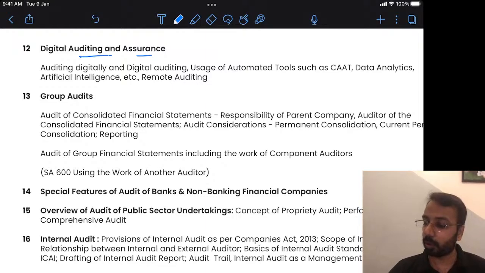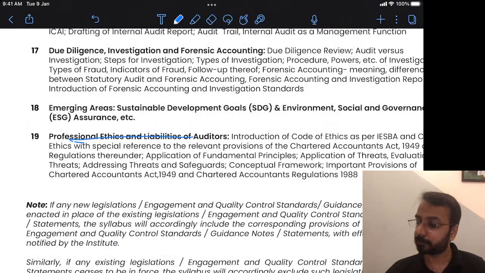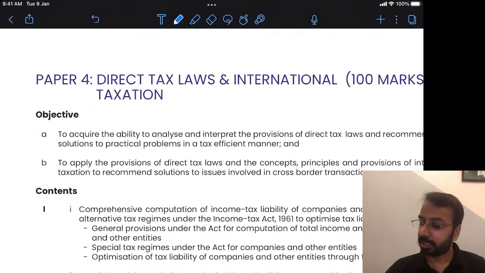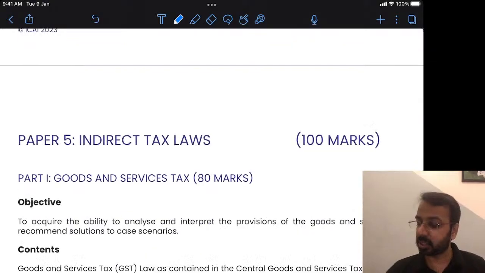Group audits already there. Audit of banks already there. PSUs, internal audit, all of these are already there. Then professional ethics. Then direct tax laws, indirect taxation, mostly the same. Indirect tax laws also mostly the same.